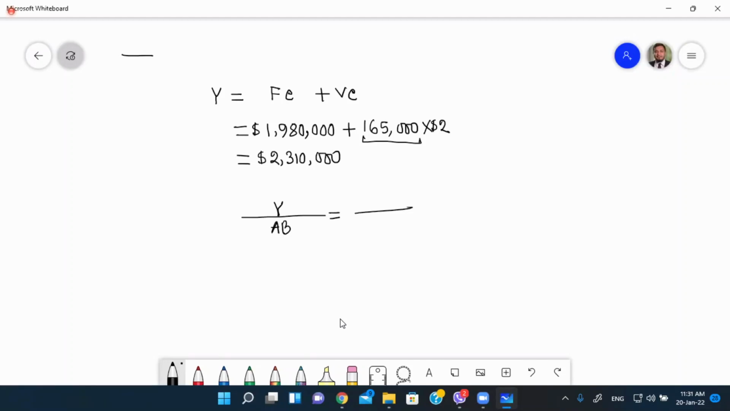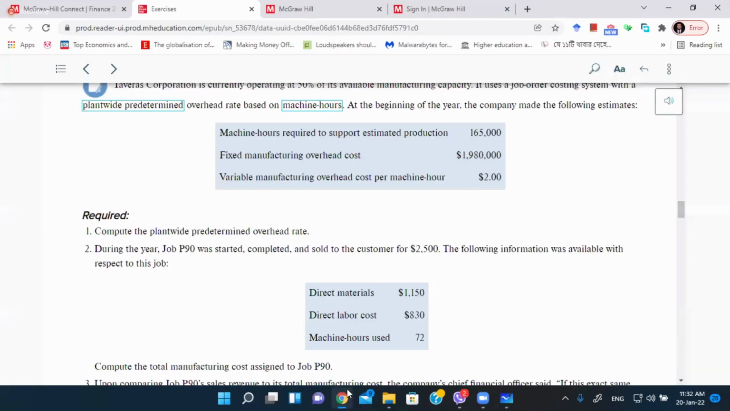Now, if I divide this 2.3 million by 0.165 million, I'll get that the overhead rate is $14 per machine hour. So it is per machine hour. This should fulfill the requirement 1. Now requirement 2, let's read together.